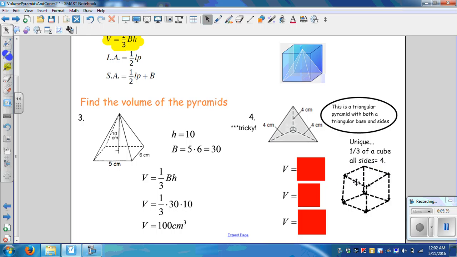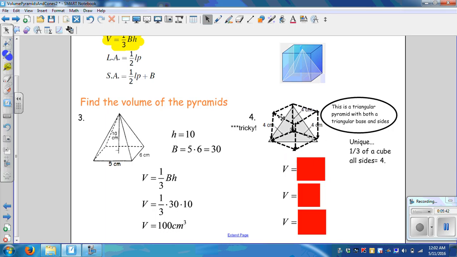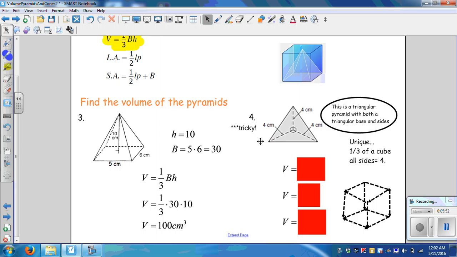I could draw a cube over the top of this, and it becomes very easy to see that it's a third of the size of a cube where all of the sides are 4. This is much easier to do a calculation than going through the same process as the other pyramids. So rather than using the traditional formula, I'm going to treat it as 1/3 of a cube. The volume of a cube is a side cubed, so it's 1/3 of 64, which is 21.33 centimeters cubed. This one is very tricky to notice how to do the problem because it is so much easier to do it as a cube rather than going through the same procedure.